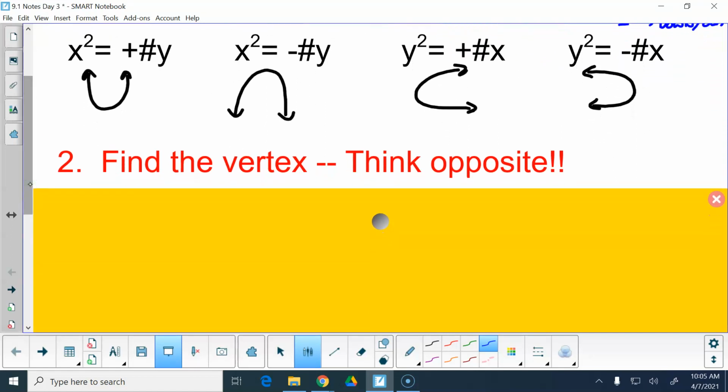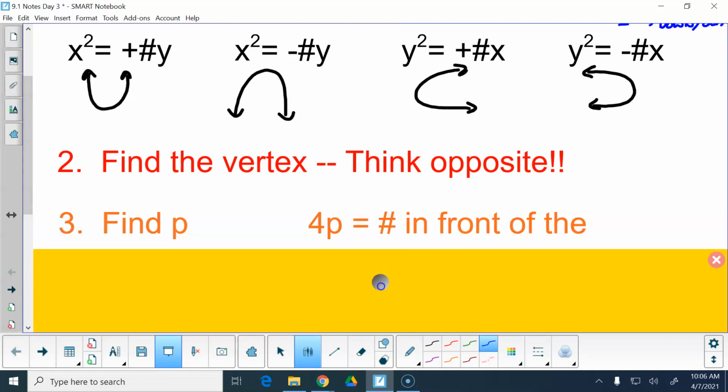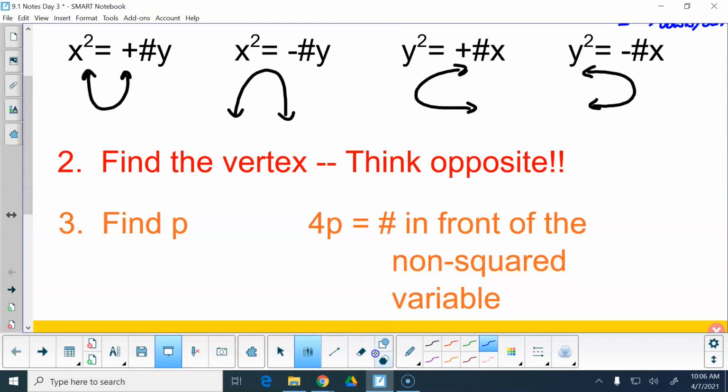Third thing. Find the p-value. How am I going to find the p-value? By 4. Okay. 4p is the coefficient in front of the non-squared variable, so we have to find p. And what does p tell us?